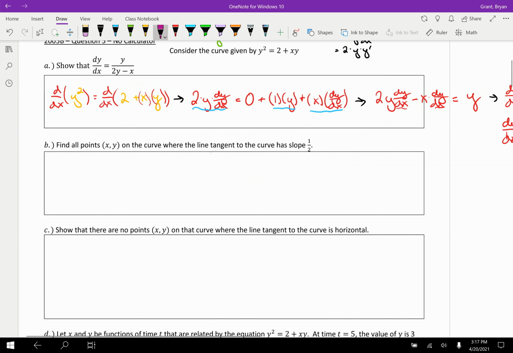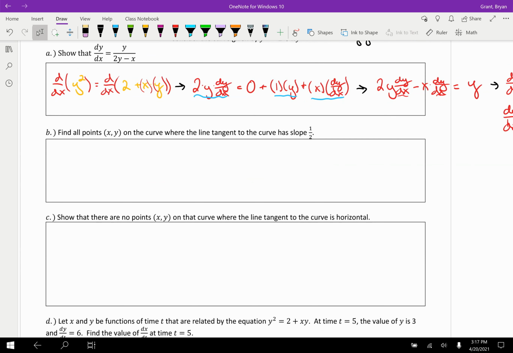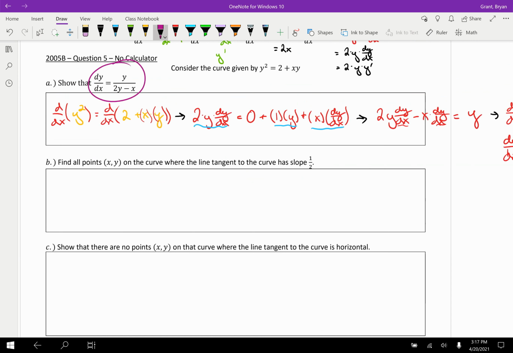All right, usually after implicits, they're going to give you the derivative, which is so important because the next few problems are going to work with the derivative. So let's look at B and C. B asks us to find all the points on the curve where the line tangent to the curve has a slope, and C, show that there are no points on the curve where the line tangent to the curve is horizontal.